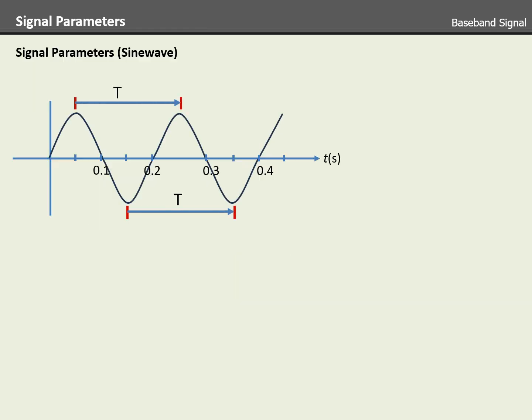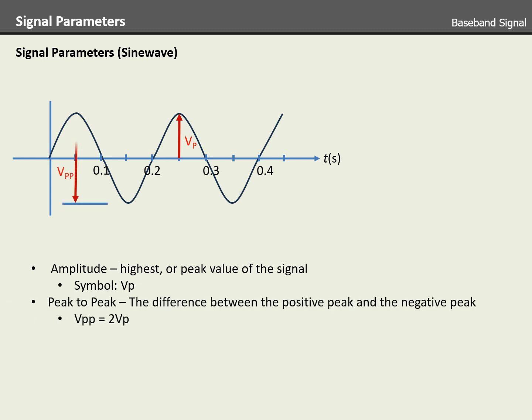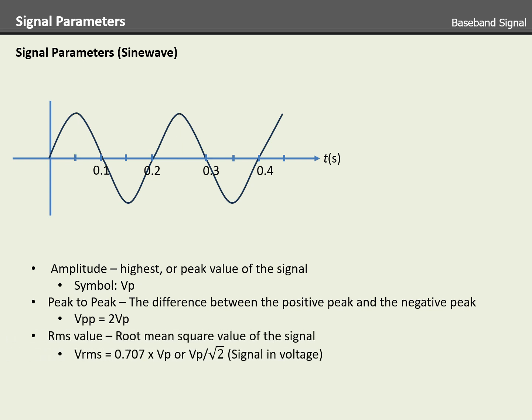Now, we come to the sine wave values. The amplitude of a sine wave refers to the signal's peak value, and the symbol is Vp. The peak-to-peak value refers to the difference between the positive peak and the negative peak. The RMS value is the root mean square of the signal. It is equal to 0.707 multiplied by Vp, or Vp divided by the square root of 2.